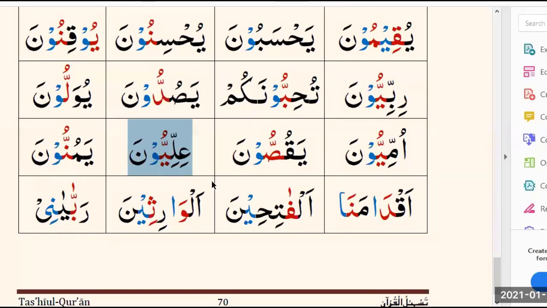Yumminun. No. Again, same thing, tashdid. Yumminun. Again. Yumminun. No, you cannot join ya with meem because there's no sukoon sign, no shadda sign. Ya will be separate and meem will be separate letters. Yumminun. Yes.